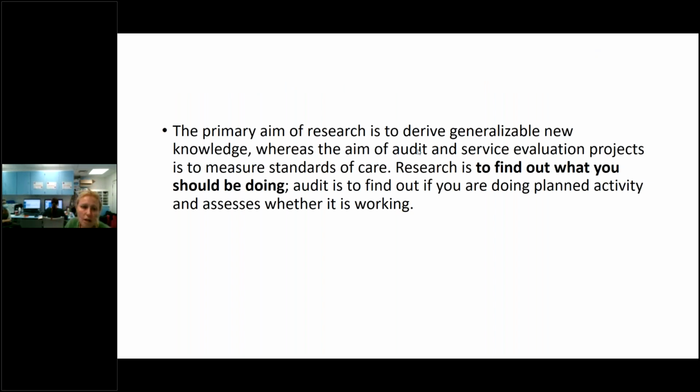This is from the NIHR. This is what they say. The aim of research is to derive generalizable new knowledge. What they mean by that is, research is generation of knowledge. You don't know what to do, and so you're trying to find out what to do. And the generalizable part is you're trying to find out what's best for every child with asthma, for example. You're not just trying to work out what's best for children with asthma in West Middlesex University Hospital Trust. If you're doing research, you're trying to find out what's best for all children with a condition.